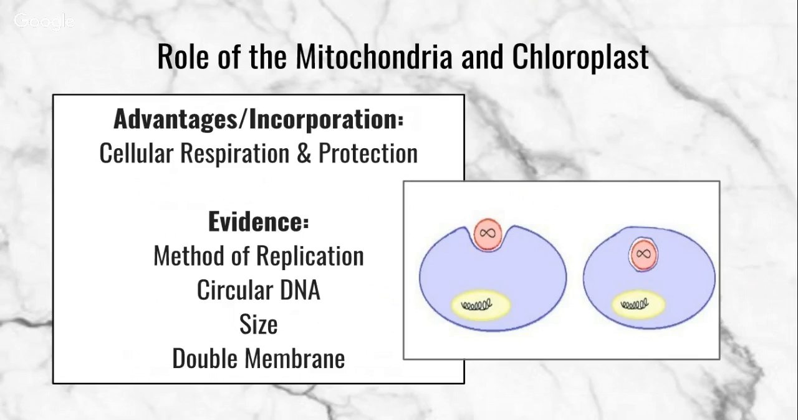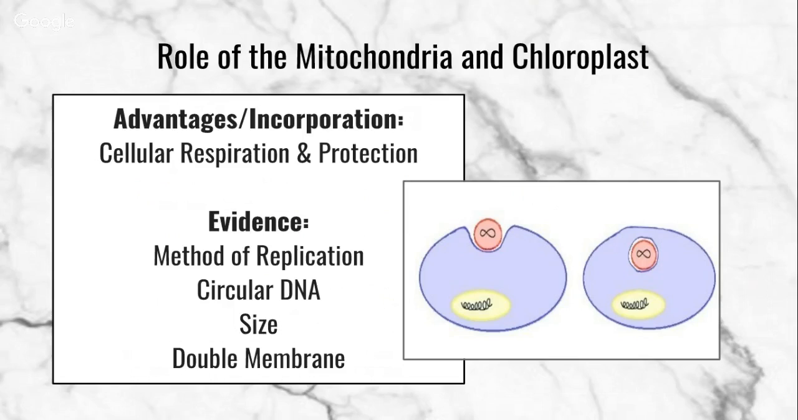Before this, I should note that scientists thought that if they could prove that both these organelles were similar to prokaryotes, then they could prove that they were once on their own and then they were enveloped. Each piece of evidence shows the similarity between prokaryotes and these organelles. So the first is going to be the method of replication.